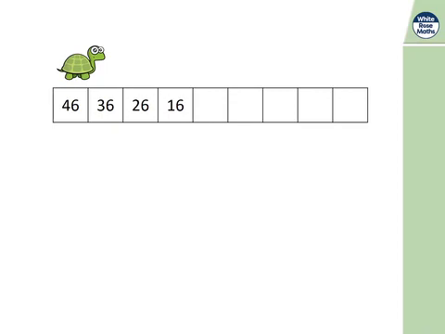Tiny is completing this number line. Tiny's counting back in tens. 46, 36, 26, 16, 6, and -6. Pause the video here and have a think. Is Tiny correct? What did you find? Now, thinking about what we've been talking about symmetry, it looks like Tiny is correct.